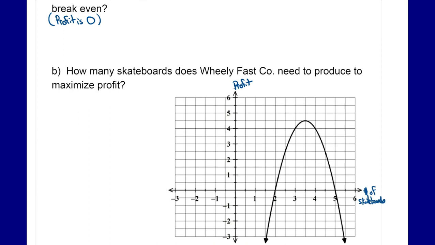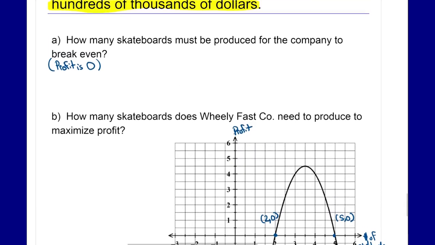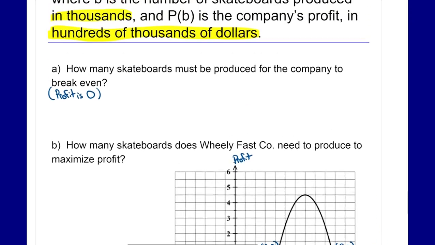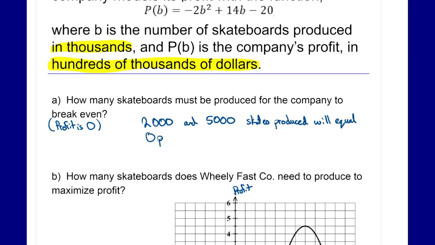So in this case, when the profit is 0, I do see two scenarios: (2, 0) and (5, 0). So you might be inclined to say 2 and 5. However, we have to keep in mind that the number of skateboards is represented in thousands. So 2 actually means 2,000 and 5 means 5,000. So 2,000 and 5,000 skateboards produced will equal 0 profit.